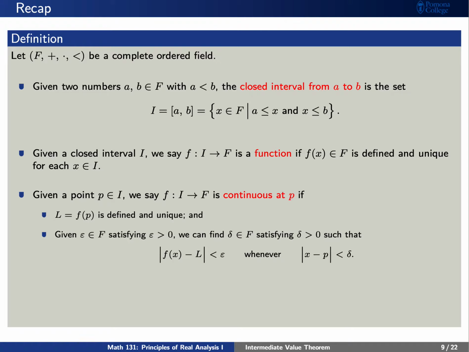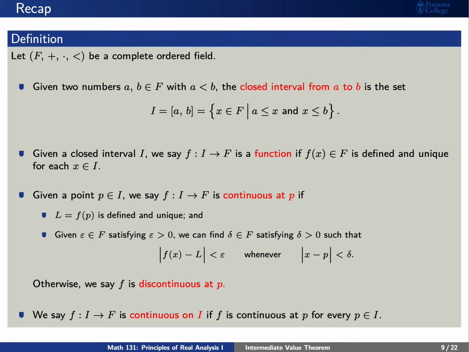Given a point p, we'll say that f is continuous at p if two things hold. One, f of p is defined and unique, which we'll denote as L, and two, for every positive epsilon, we can find a positive delta such that, in absolute value, f of x minus L is less than epsilon whenever, in absolute value, x minus p is less than delta. Otherwise, we'll say that f is discontinuous at p.